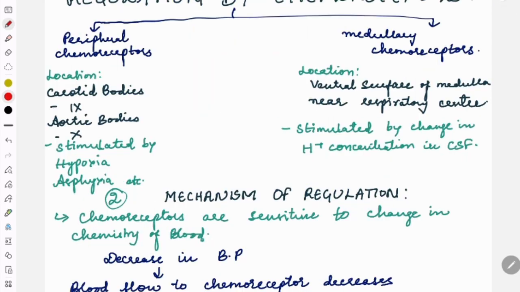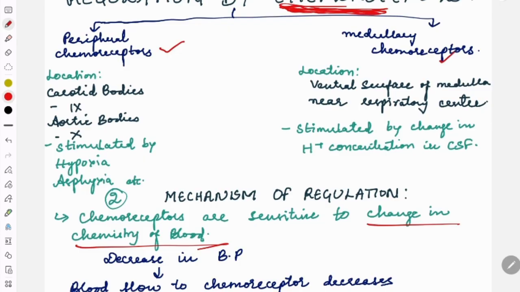Now the second type of regulation is by chemoreceptor mechanism. These chemoreceptors are another type of receptors that get activated whenever there is a change in the chemistry of the blood. So whenever the components of the blood change, they detect the change in the chemistry and then get activated. Okay, that is how the chemoreceptors work. What are the types of chemoreceptors? Peripheral chemoreceptors and medullary chemoreceptors.